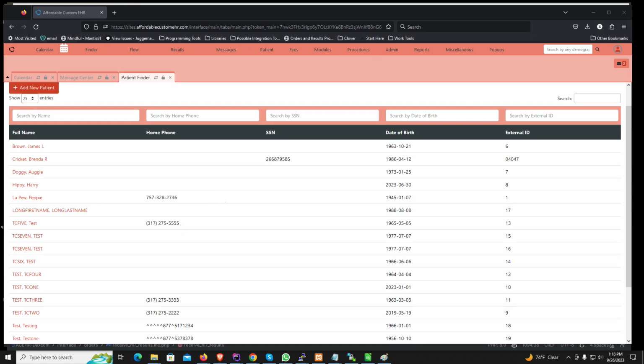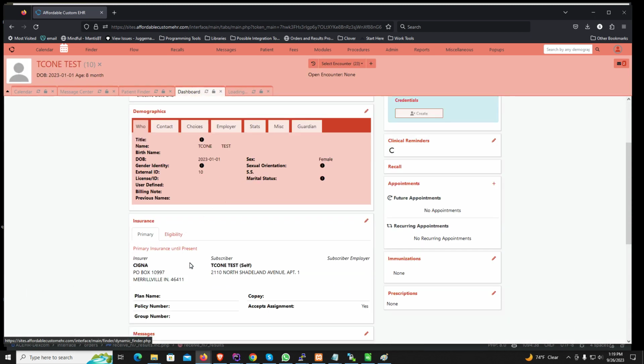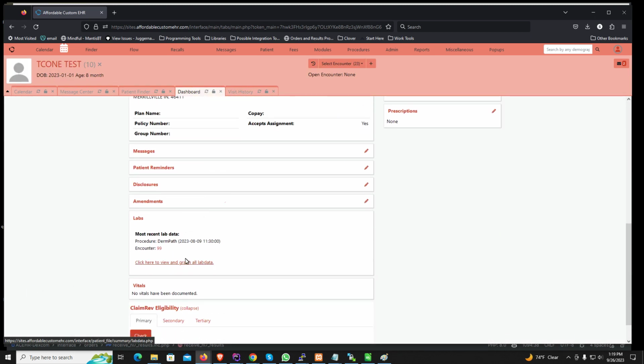So the patient that we're looking at is test patient 1. I'm going to go ahead and open up test patient 1's chart just to take a look at it. And when the chart opens, you can see down here under the lab section that there is the most recent lab, and it gives the date of the most recent lab, and it tells you the procedure that was done.